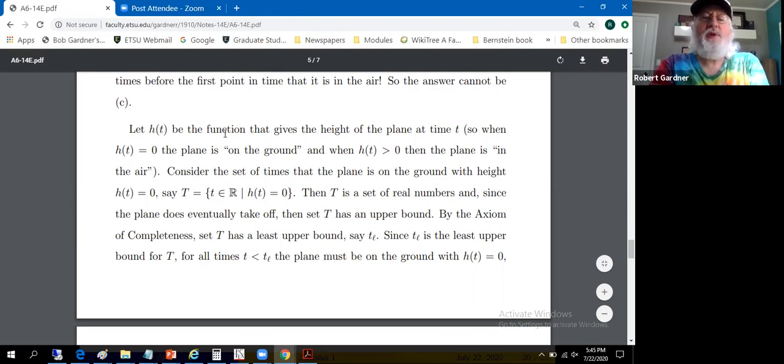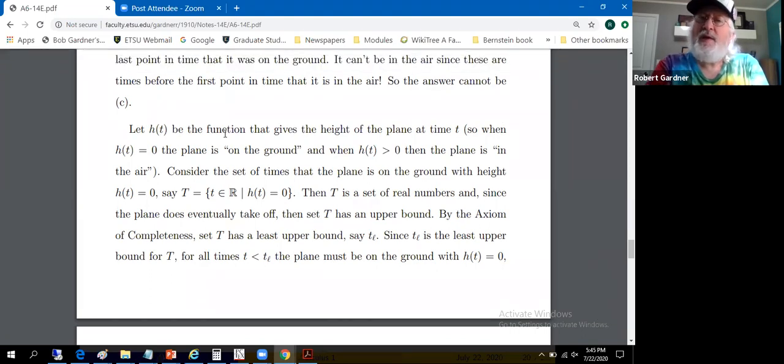Let h of t be the function that gives the height of the plane at time t. So in other words, h of t equals 0 for the times that the plane's on the ground, and h of t is positive when the plane is, quote unquote, in the air. And I'm sneaking in an idea of continuity on this as well, which we'll define in Calculus 1. Consider the set of times that the plane is on the ground with height 0. Let's call it capital T. That'd be the times, the real numbers, where the height was 0.